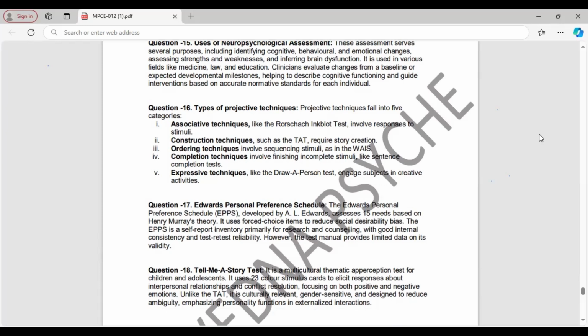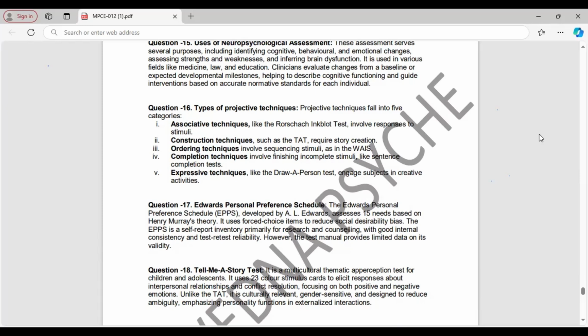Question 17. Edwards Personal Preference Schedule, EPPS. It measures 15 needs using forced choice items, minimizing social desirability bias. It's used in research and counseling with good reliability but limited validity data in the manual.